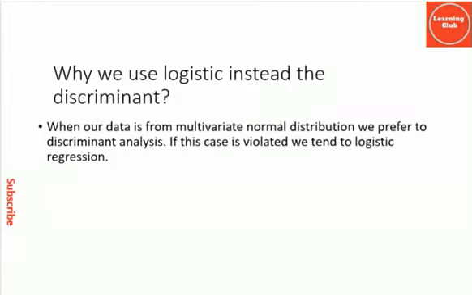Now the next question which emerged after some little study: why do we use logistic regression instead of discriminant analysis? The answer to this question is: when our data is from a multivariate normal distribution, we prefer discriminant analysis. If this assumption is violated, we tend to use logistic regression.